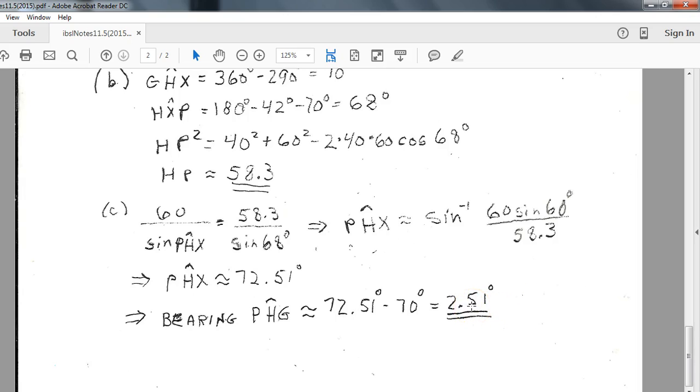Notice that we didn't round to 3 sig figs until the very end of the problem. That's important. So that's why you didn't do 72.50 yet. You wait till the end of the problem to make sure you get a good 3 sig fig answer on that.